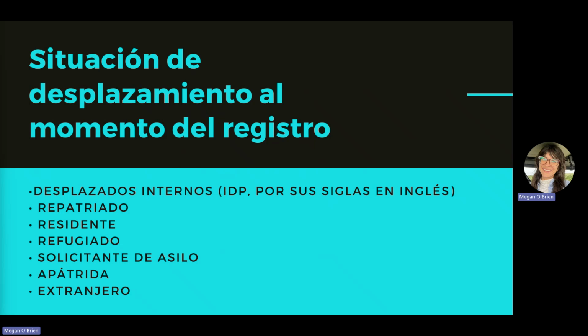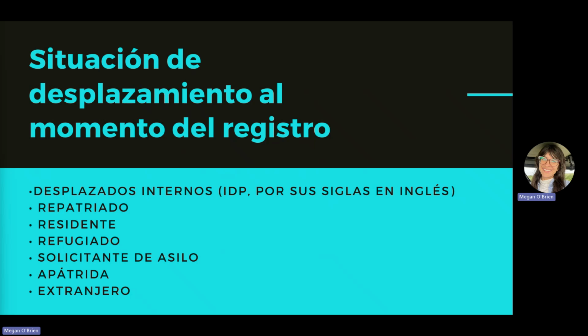There's a data point on the displacement status at the time of report. So these are standardized responses as a part of GBVIMS. And the displacement status at the time of the report can be an internally displaced person, a returnee, a resident, a refugee, an asylum seeker, a stateless person, or a foreign national.